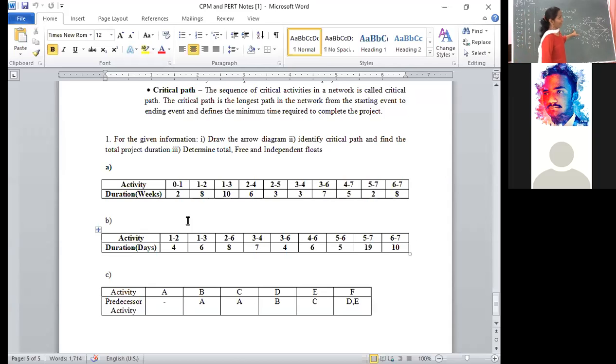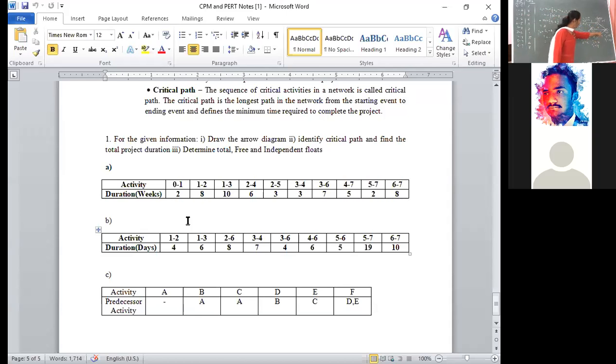First bit is over. Draw the network arrow diagram. We have drawn, we have calculated. Right now, listen carefully. Identify the critical path. Here, where the EI and LJ values are equal, simply we have drawn arcs only.